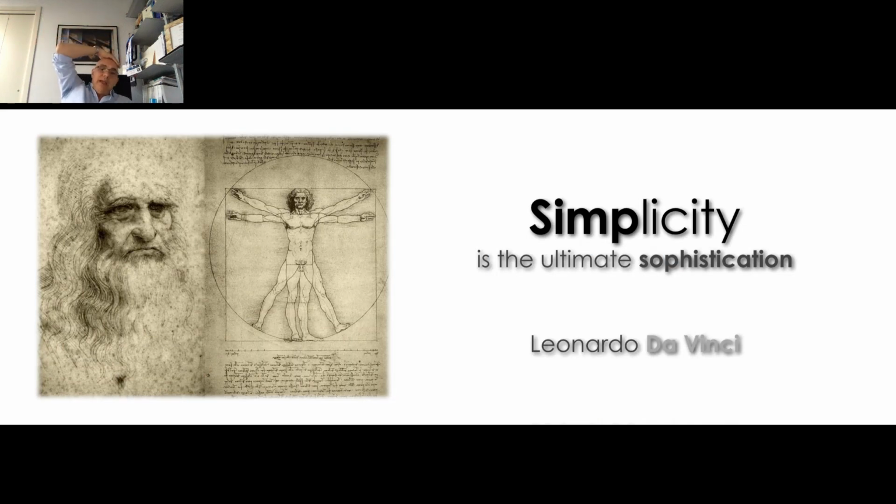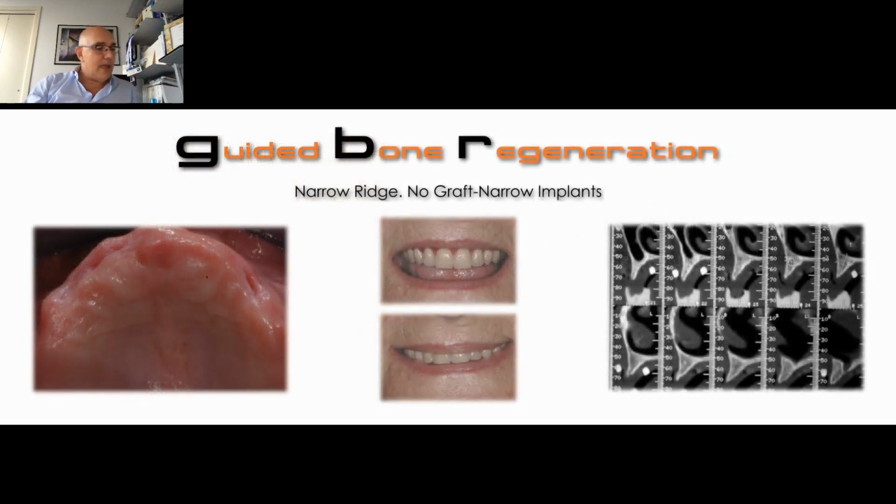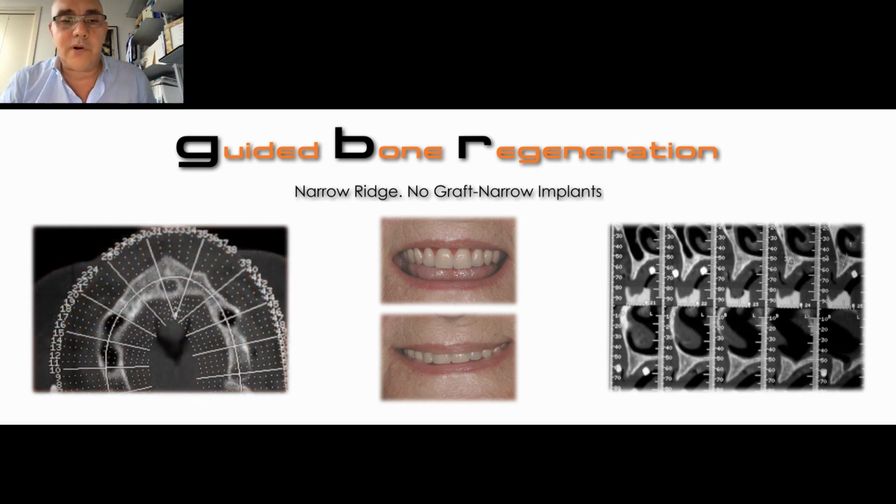But remember, I'm Italian, so I have to follow the lead of the greatest architect, physician, and historian. Leonardo da Vinci gave us a very important hint, that simplicity is the ultimate sophistication. So when we do things, the more we are simple, the more we are sophisticated. Therefore, sometimes when we have narrow ridges and we have difficulties in deciding what kind of graft to do, we should not do any graft. We should just put small implants.